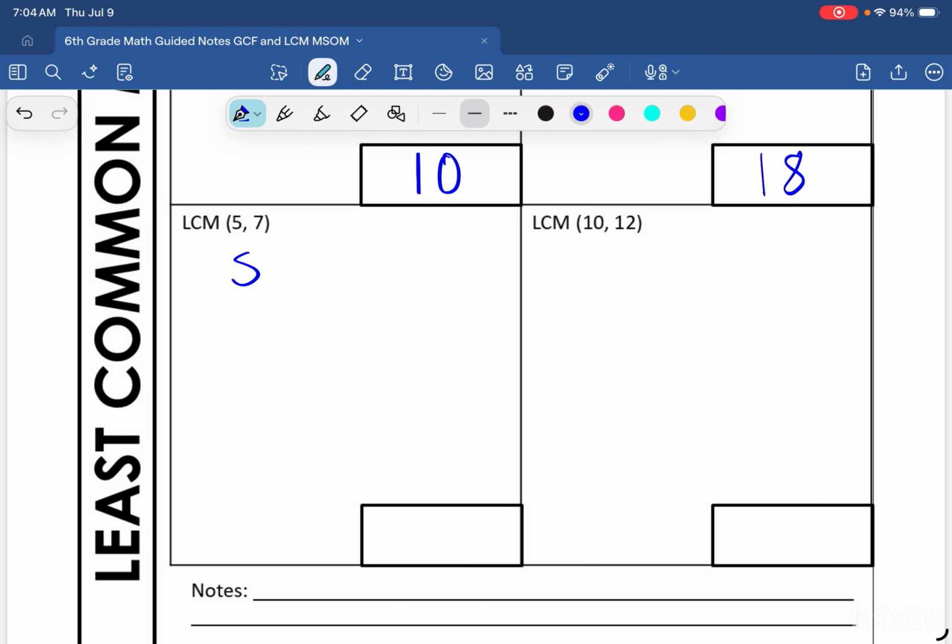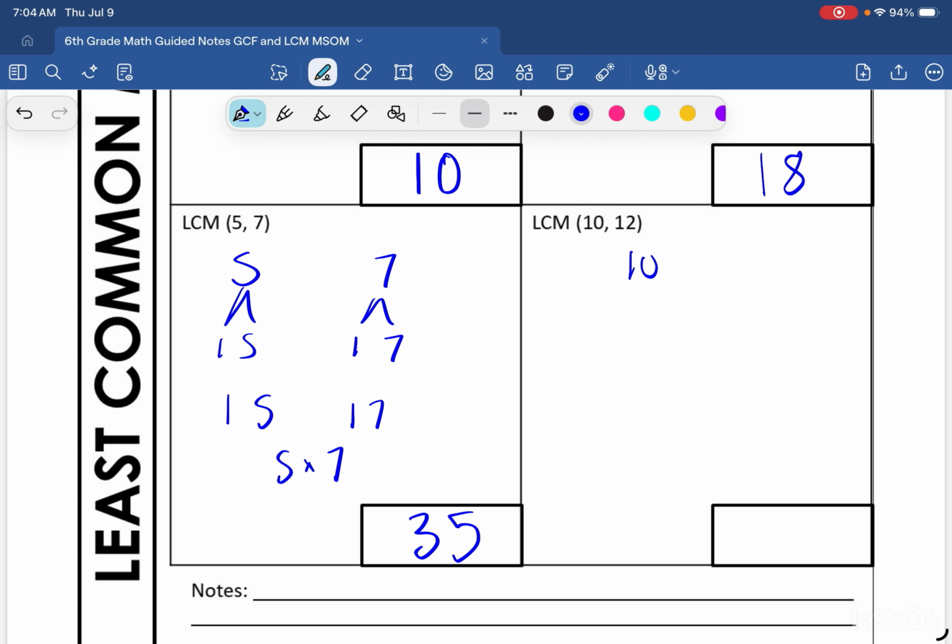Let's look at 5 and 7. The prime factors of 5 are 1 and 5. And the prime factors of 7 are 1 and 7. And so multiplying, I have no pairs that are common, so I can just multiply 5 times 7, which is 35. That's the least common multiple of 5 and 7.